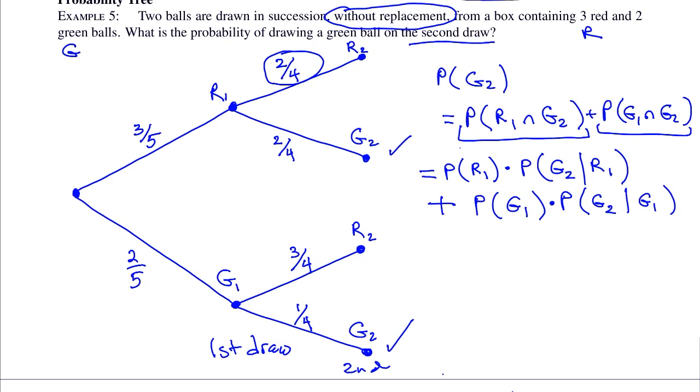Then from the previous page, we're going to use our conditional probability that we created the formula for. The probability of R1 intersect G2 is the probability that the first ball was red times the probability that the second ball is green, given that the first ball was red. So you're going down the path from here to here to here through this first part. So let me go ahead and finish the problem. The probability of a red 1 is 3/5.